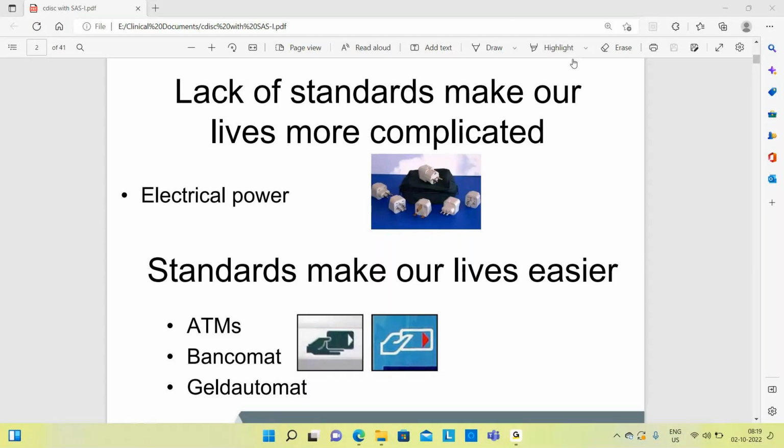Okay, fine. So lack of standards makes our life very difficult. If you are following standards, it will make our life much easier. That is the example given here. So before I explain CDISC standards and why they are important, I'm just explaining the basics. So why are standards important?